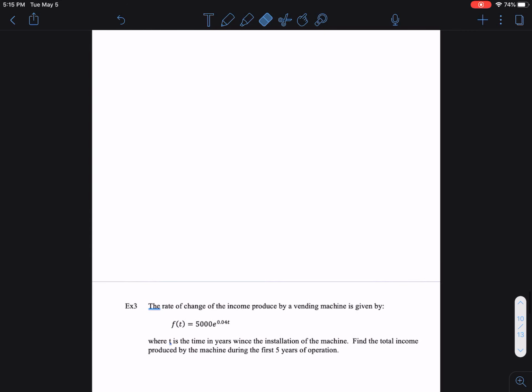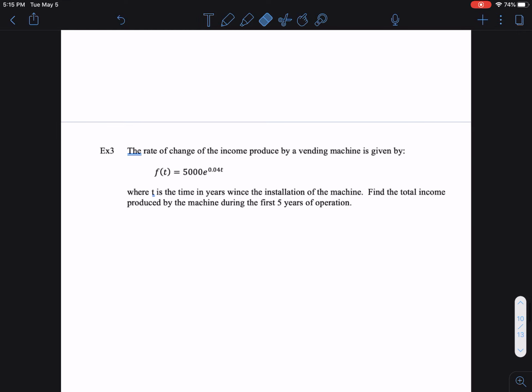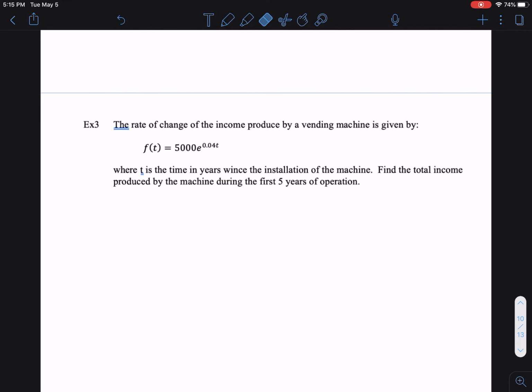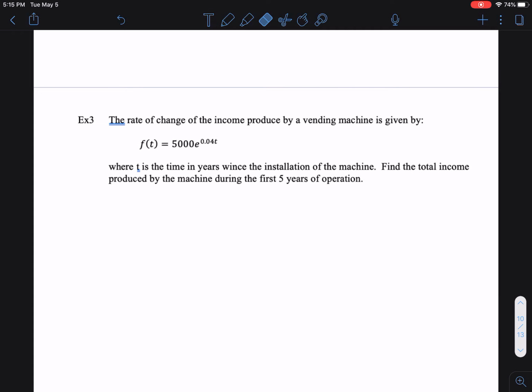In example 3, I'm going to show you this example, and this is straight from a textbook. I'm not really making this up or anything. So in this example, we have a function that describes, or was captured to estimate, the rate of change of the income produced by a vending machine. So t is going to be in years, since the installation of the machine. So somehow we're able to describe this rate of change. So that's that function there.